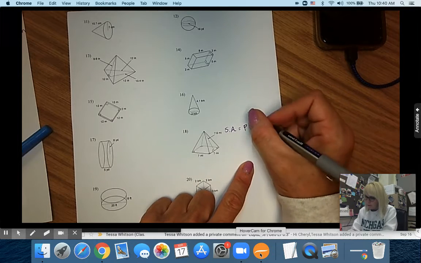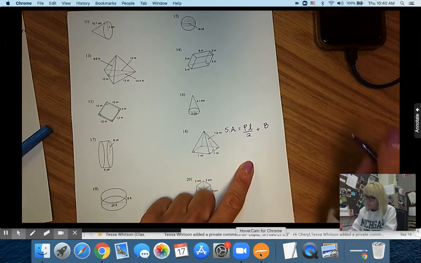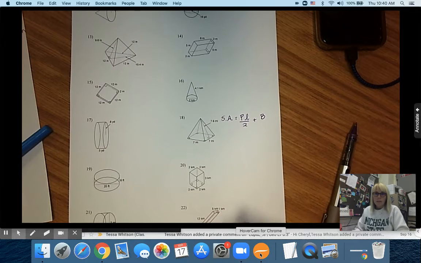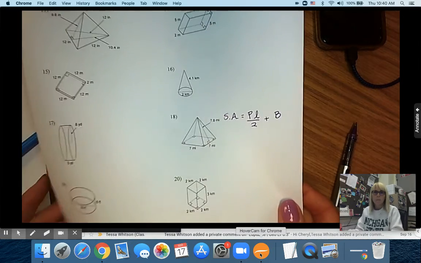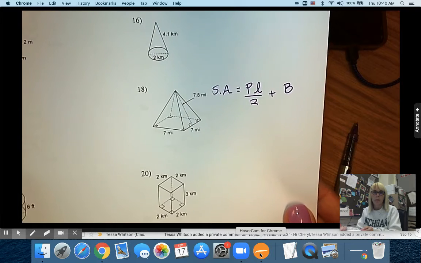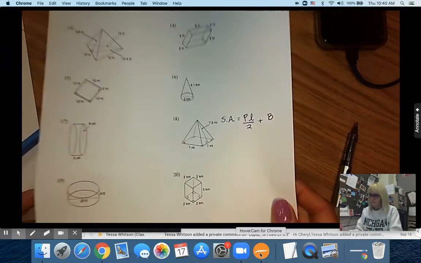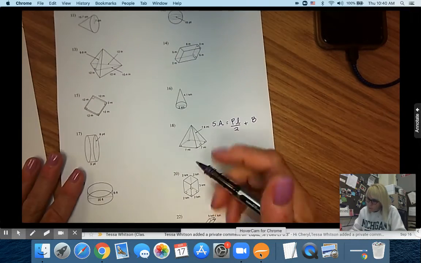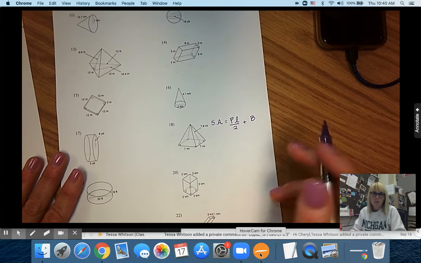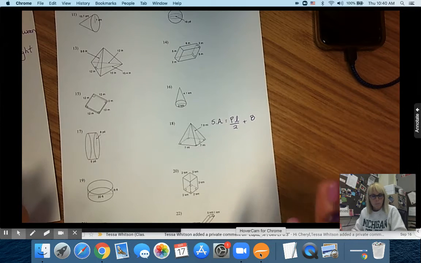Capital P, perimeter of the base, times the slant height divided by 2, plus capital B, which is the area of the base. So the next thing you need to do is identify the base. Look at this picture in number 18, and I'm going to pause and you tell me what shape the base of this pyramid is. Okay, so since it's a regular pyramid, we know the base is a square, but remember I told you we're just going to use the word rectangular. So this is a rectangular pyramid.